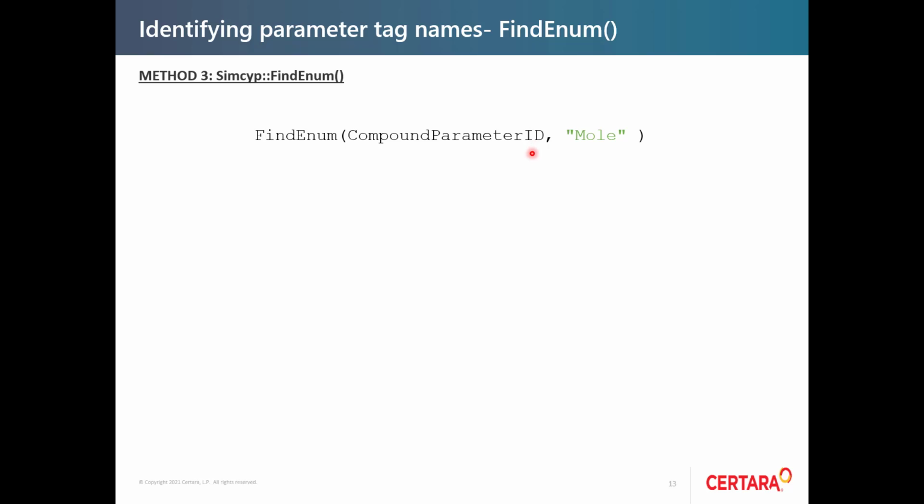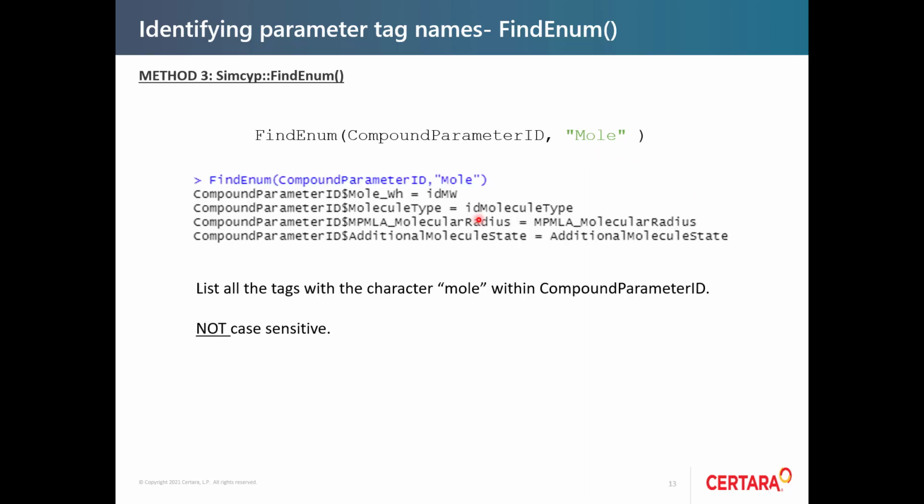parameter ID object. Then once you've specified the object, you need to mention as a string what characters you think will be within this tag. So in this case, I've just typed out MOLE, as it is most likely going to be the characters found within this parameter tag. Once I've run this function, your console is going to spit out any parameters that have the characters MOLE inside of it.